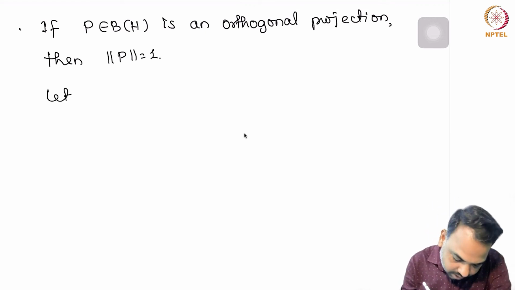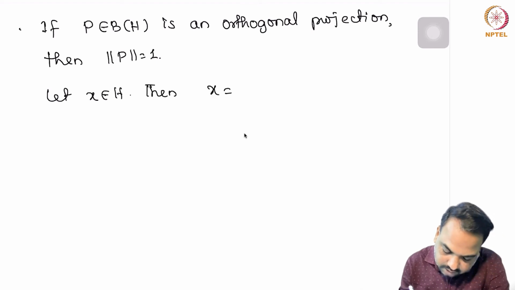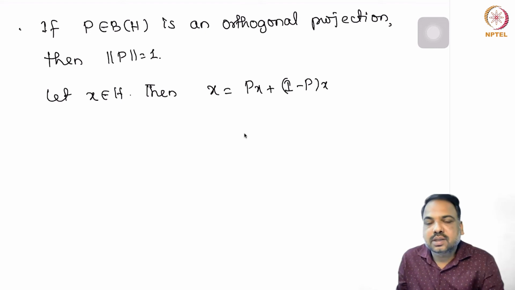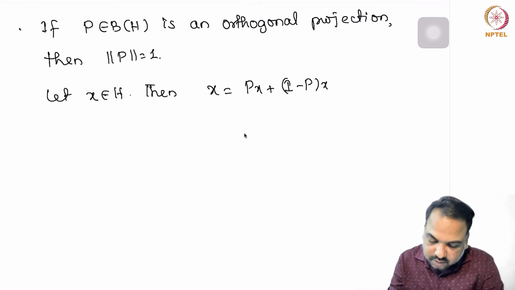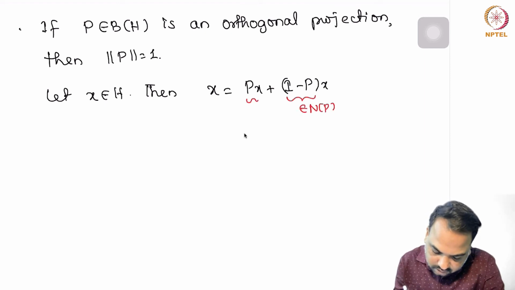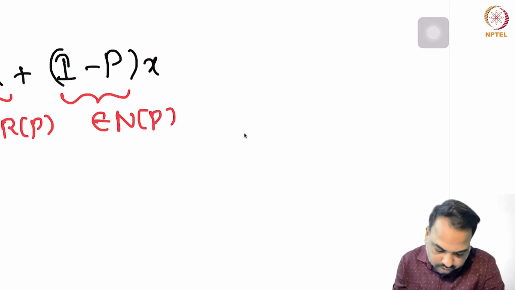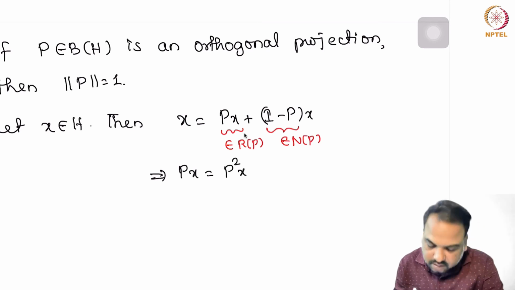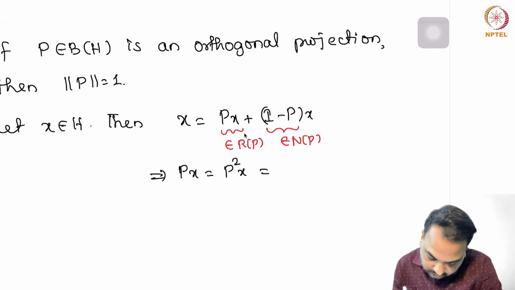So let us take x in H, then we can write x as Px plus I minus Px. Now Px is coming from the range of P, I minus Px is in range of I minus P, that is in null space of P. So this is an element belonging to null space of P, and this is an element belonging to range of P. Now if you compute Px, so this implies Px is P square x, and P of the other one is 0.